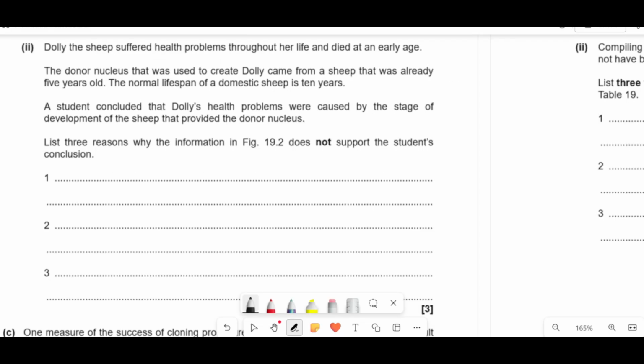So that's that. Dolly the sheep suffered health problems throughout her life and died at an early stage. The donor nucleus that was used to create Dolly came from a sheep that was already 5 years old. The normal lifespan of a domestic sheep is 10 years. A student concluded that Dolly's health problems are caused by the stage of development of the sheep that provided the donor nucleus. There's 3 reasons why this does not support their conclusion from the figure. So they're saying that if you're 5 years old, the nucleus that you've taken means you aren't going to survive. So we need to use these data to suggest what doesn't support this conclusion.